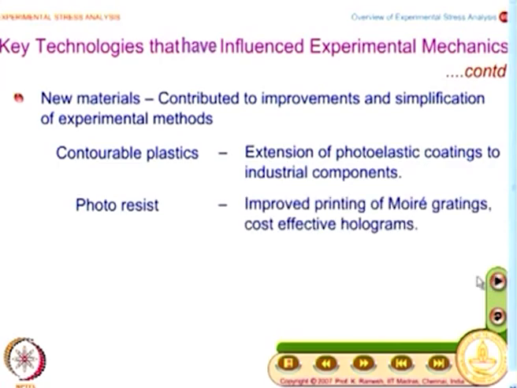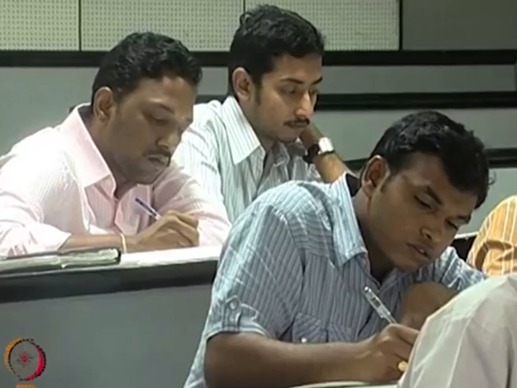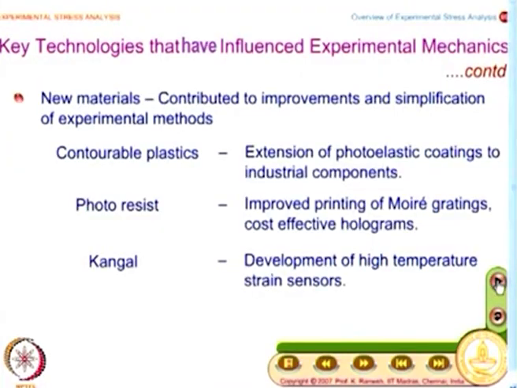And the development of photoresist has greatly influenced improved printing of Moire gratings and also cost effective holograms. All these hologram stickers have some form of photoresist material. So, any material development has always influenced advancement of technology. Then if you come to high temperature strain measurement, the development of Kanthal has helped, and you have high temperature strain gauges.